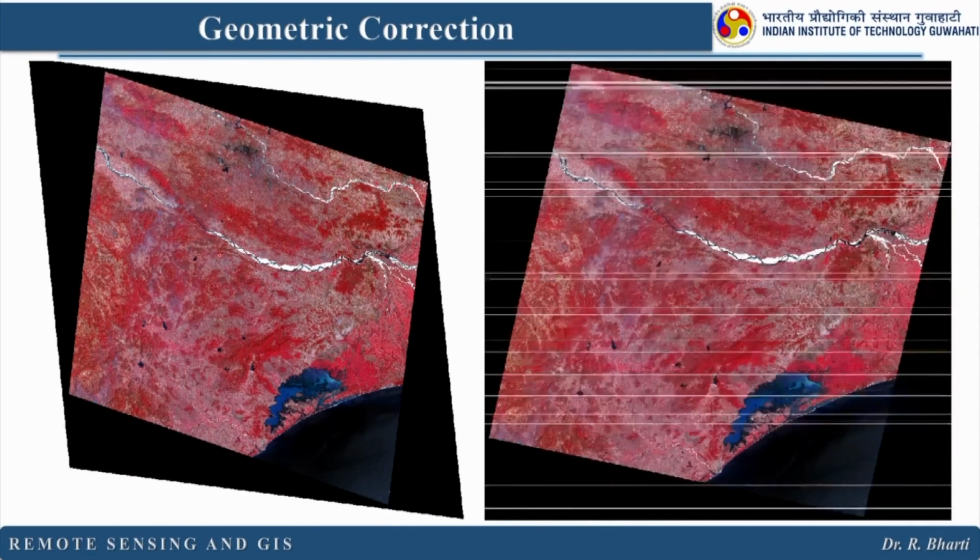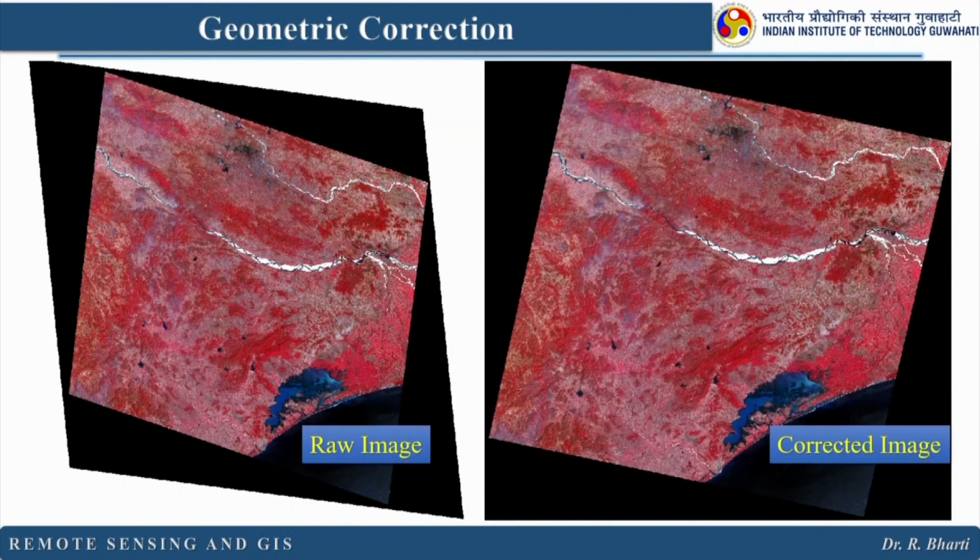This is one image captured by a satellite X, right, and initially the orientation of this image you can see, right, how it is appearing, but when you do the geometric correction, all the pixels are in their own position.